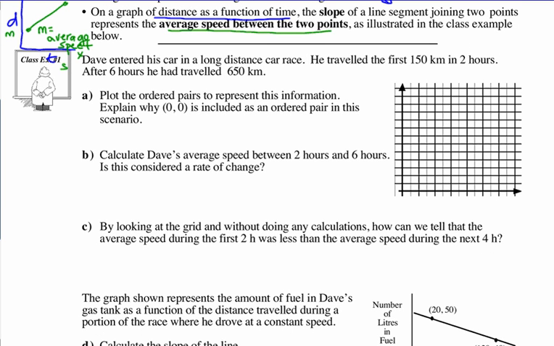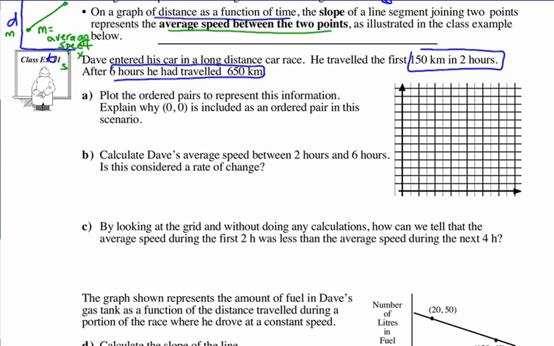Dave entered his car in a long distance car race. He traveled the first 150 kilometers in 2 hours. So you know that's going to be a point, right? They go together. After 6 hours, he traveled 650 kilometers. Plot the ordered pair to represent this information. Explain why 0, 0 is included as an ordered pair in this scenario.